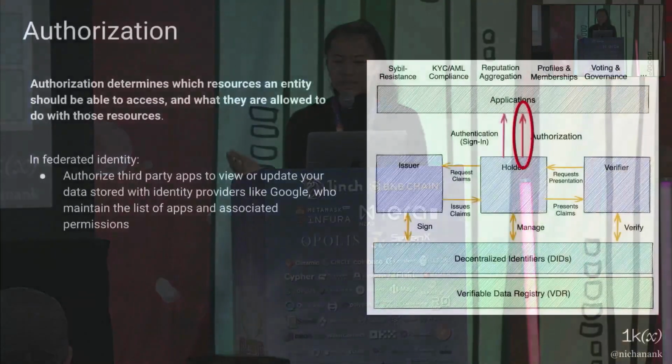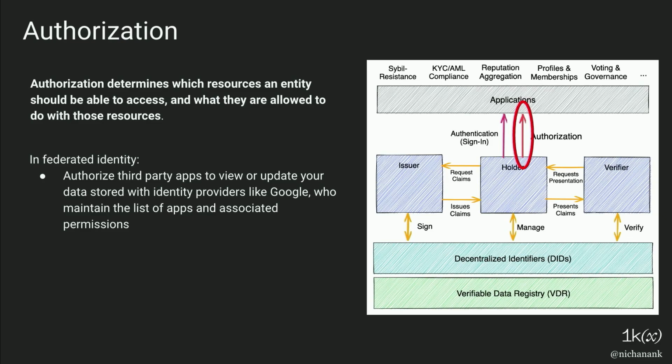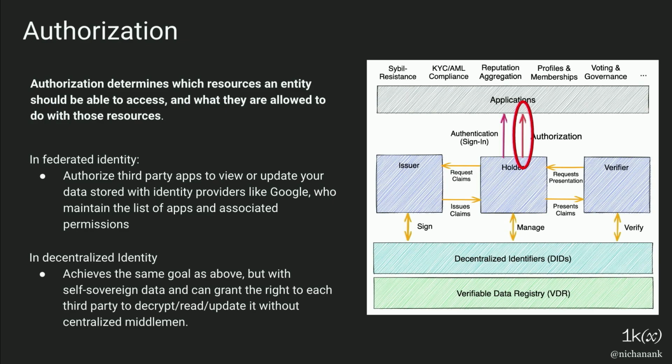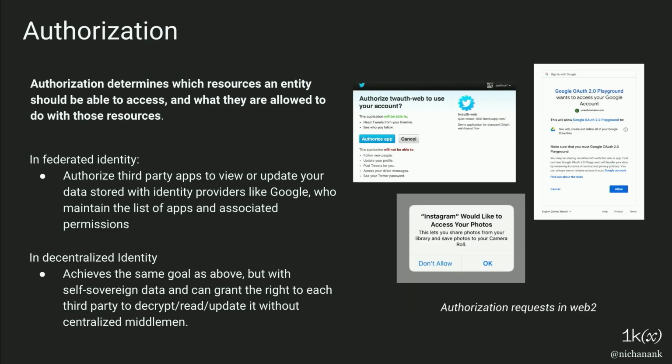So in federated identity, you're allowing Google to authorize third-party applications to view and update your data stored with them. But in decentralized identity, it achieves the same thing. But with your wallet, you're making a permission with your wallet to grant the right to each third party without centralized middlemen. So these are examples of authorization prompts that we've seen in Web 2.